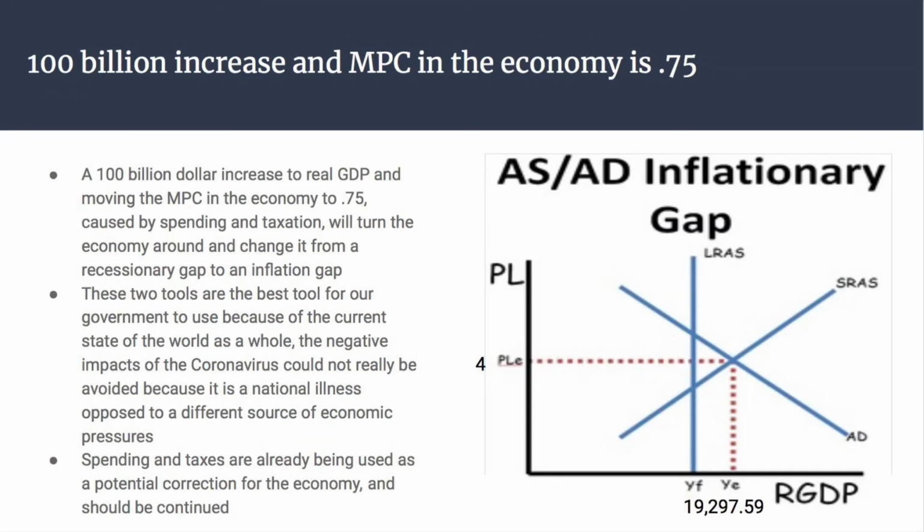Last but not least, if $100 billion was given back into the economy as an increase to the real GDP, and the MPC in the economy is at 0.75, spending and taxation, the tools I used in the last slide, will turn the economy around. These two tools are the best tools for our government to use because of the current state of the world as a whole. The negative impacts of the coronavirus could not really be avoided because it's a national illness as opposed to different sorts of economic pressures. Spending and taxation are already being used as a potential correction for the economy and should be continued.